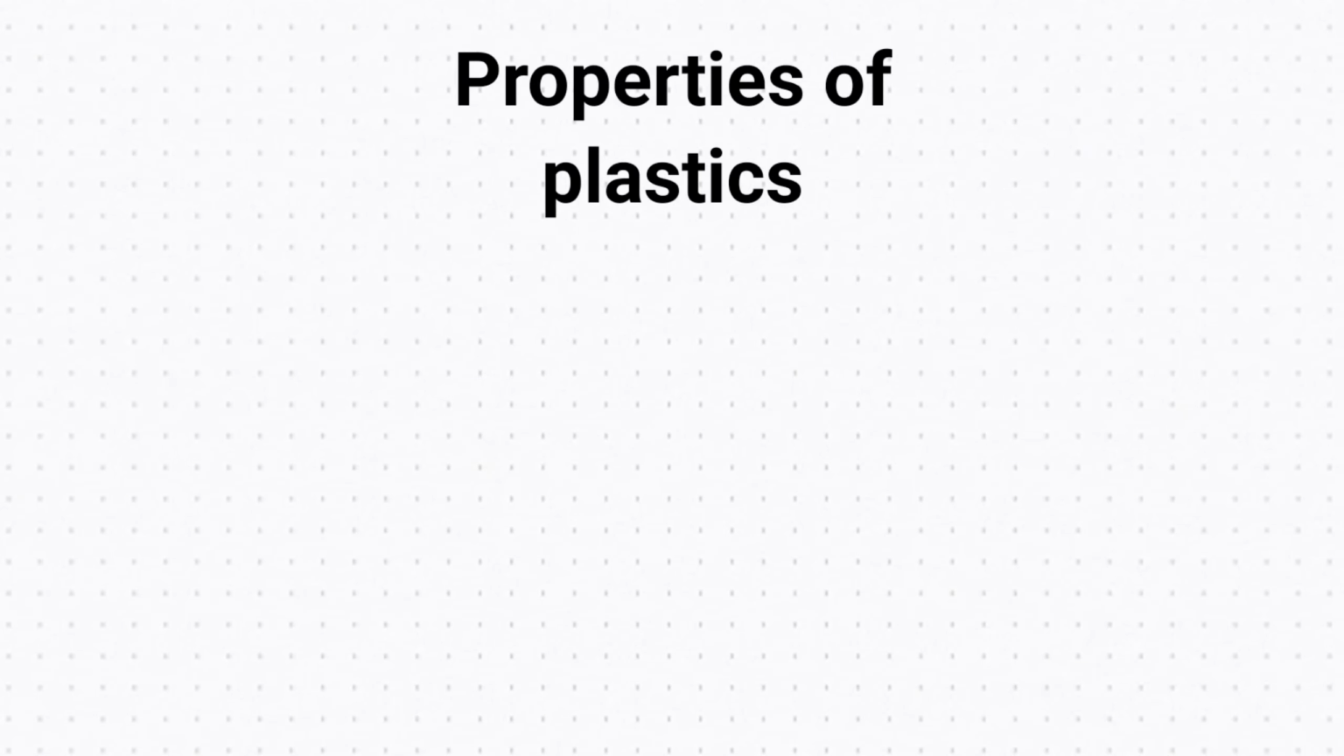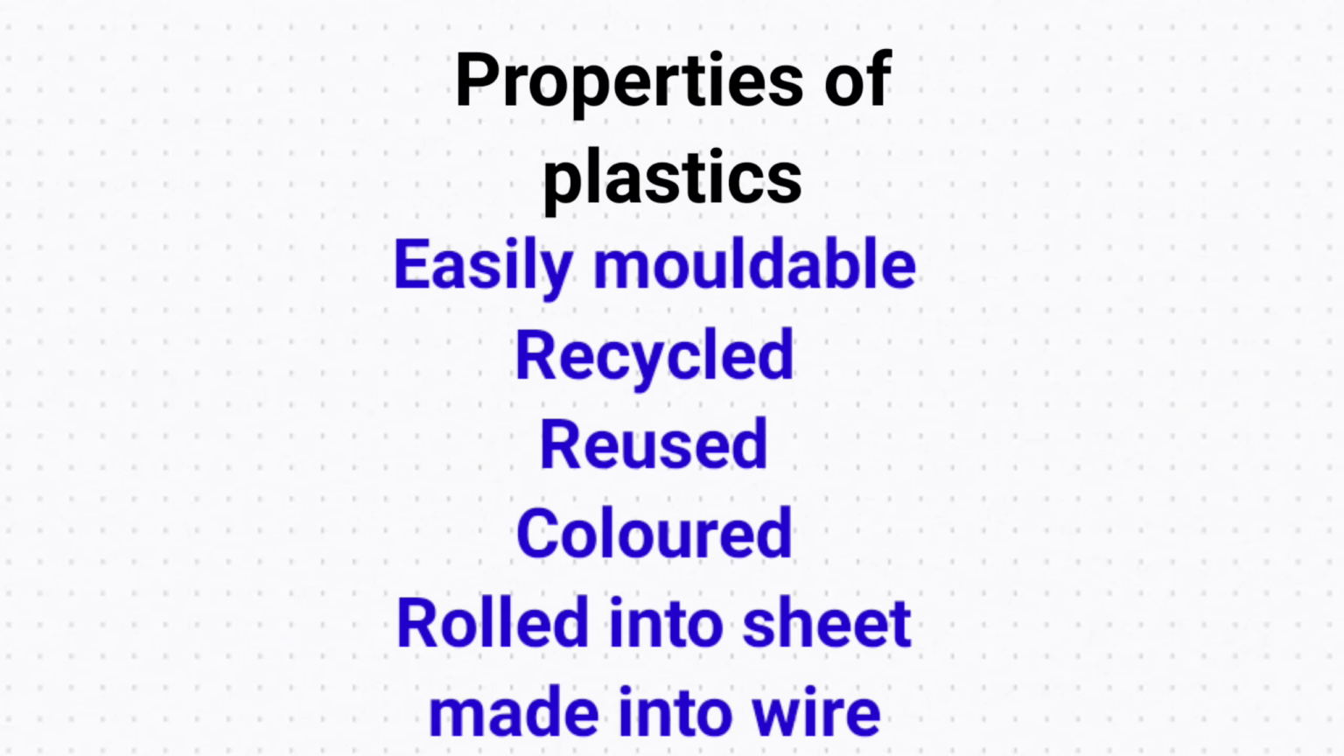We were discussing about the properties of plastics. What are they? 1. Plastic is easily moldable. 2. Plastics can be recycled. The third point is plastic can be reused. Fourth point is plastic can be colored. Fifth point is plastic can be rolled into sheets. Sixth point is plastic can be made into wires. Because of these properties, plastic has a variety of uses.